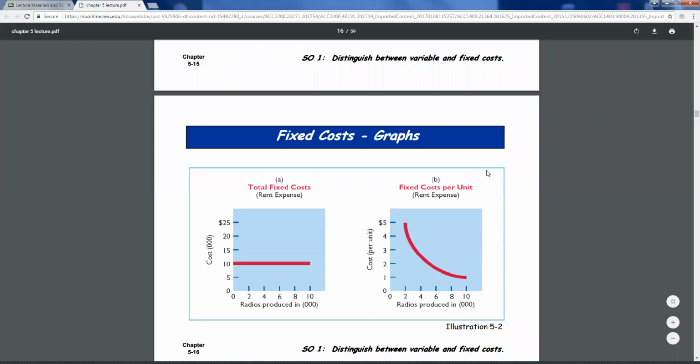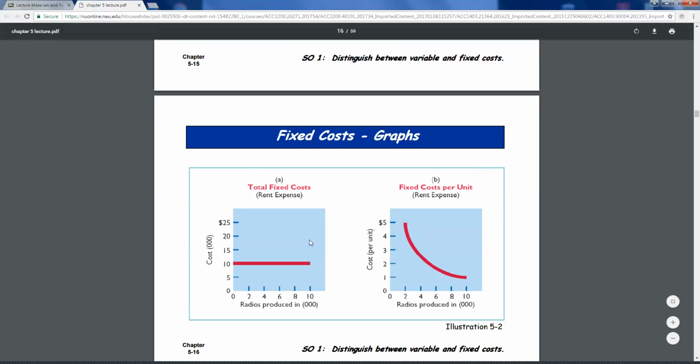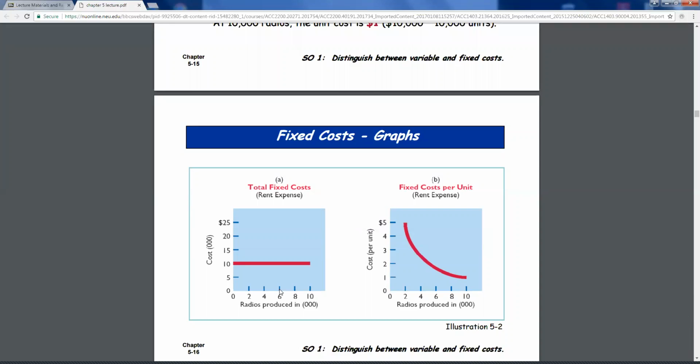So this is what the fixed cost curves look like. So on the left-hand side is the total fixed cost. So you can see here's the activity level, here's the cost, and here it is constant over the activity level. And then here it is inversely related to level of activity. So the higher the level of activity, the lower the fixed cost per unit. And if you were to compare this back to the variable cost, the left-hand total cost curve was linear in nature, and the variable cost per unit was constant.